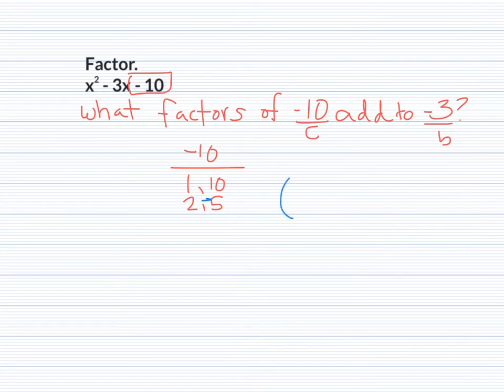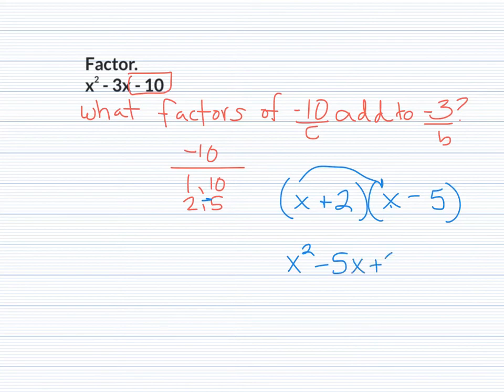So our factors are x plus 2 times x minus 5. Again, doing that box or doing the first, outside, inside, last to check, we'd have x squared minus 5x plus 2x minus 10. And that gives us that negative 3x. So we know our answer is correct.